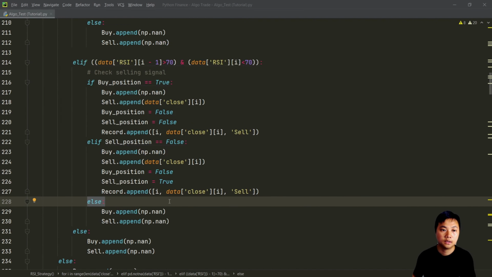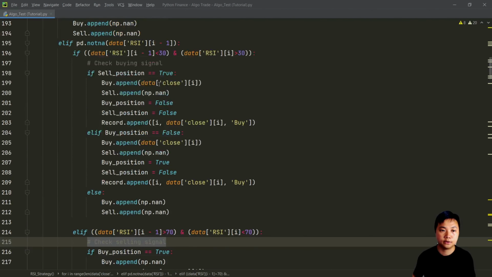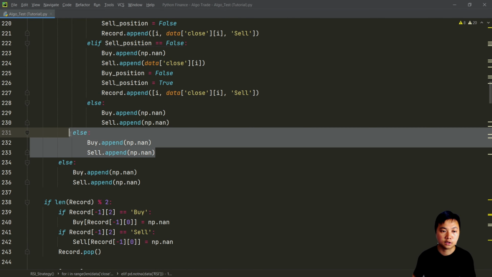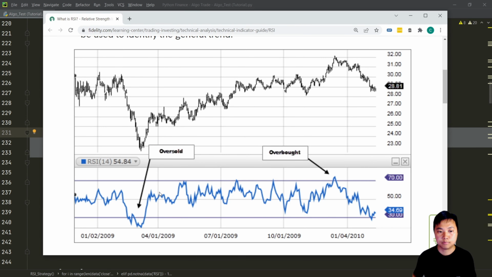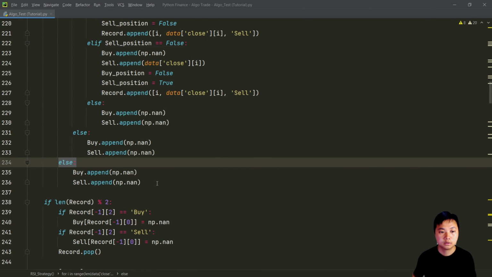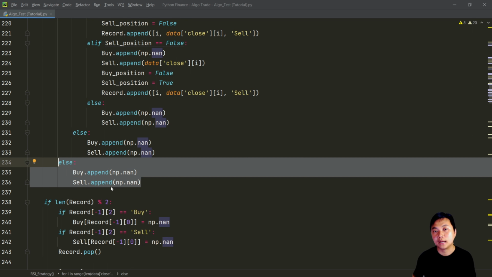And then finally, if we do not have this selling signal, or if we do not have this buying signal, we will just continue to do nothing. So this else is somewhere in between, the RSI value. So there's no buying, there's no oversold or overbought situations, and there's no entry points. So we will do nothing. And then for this else, this means that we do not have any RSI values, so we will do nothing.